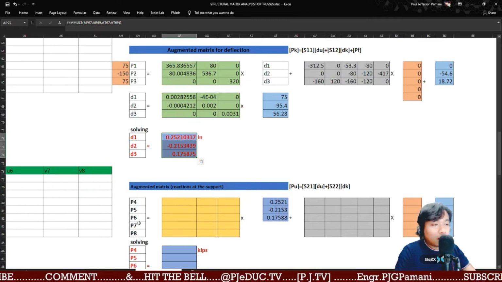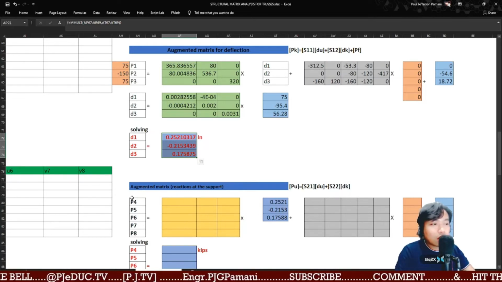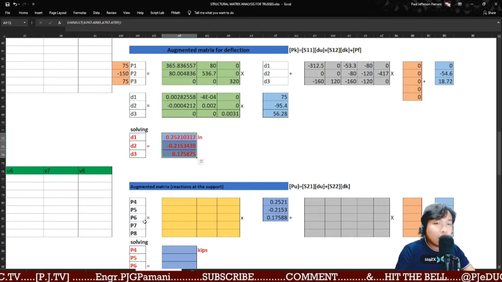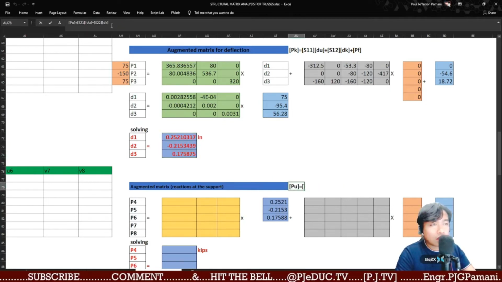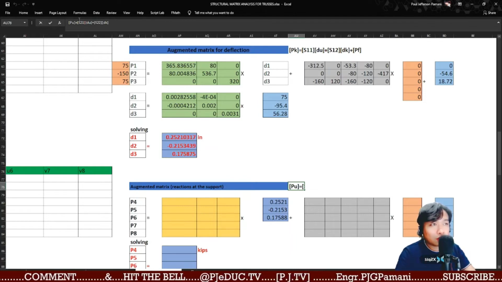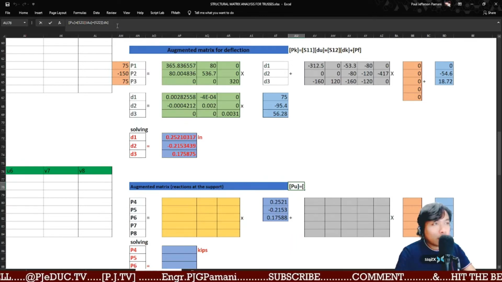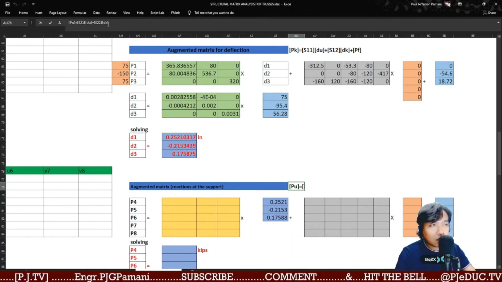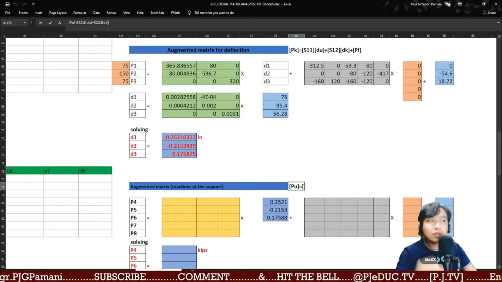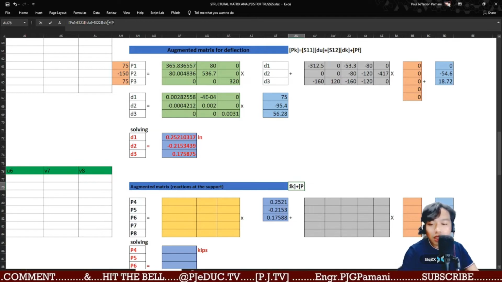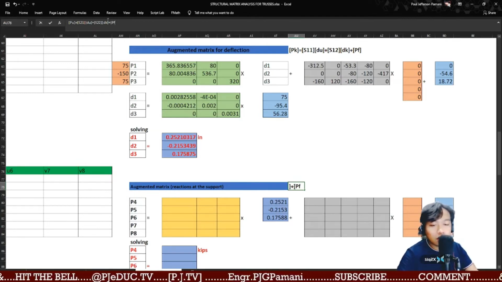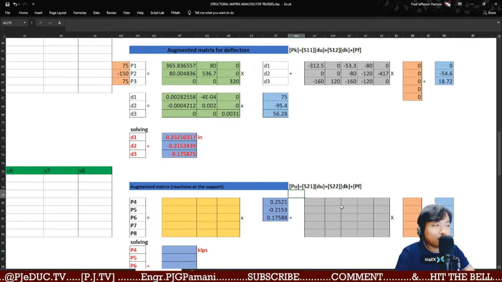So, P4 and P8. Nakuha na natin si P1 to P3, which are your known forces. How about the unknown forces P4 and P8? Remember our formula for unknown forces. That is definitely equal now to the structure matrix S21 times the unknown deflection plus the structure matrix S22 times the known deflection plus the other additional forces due to the change in temperature, PF.